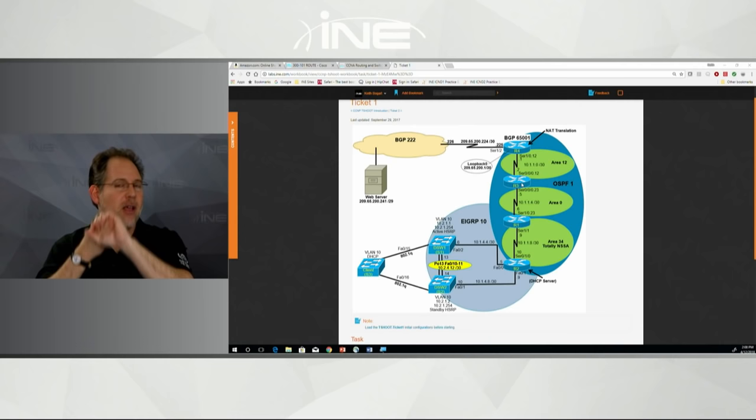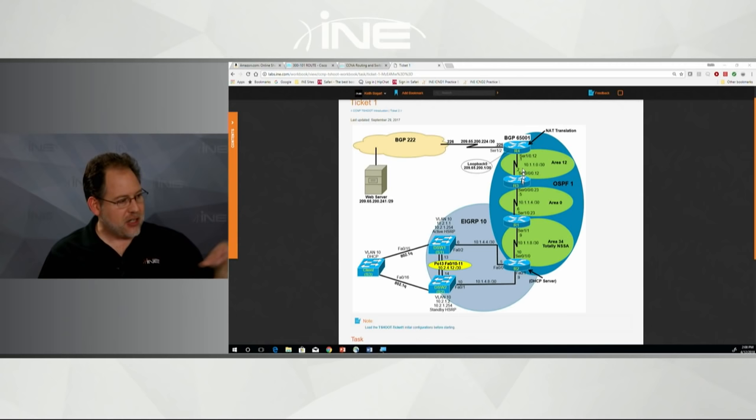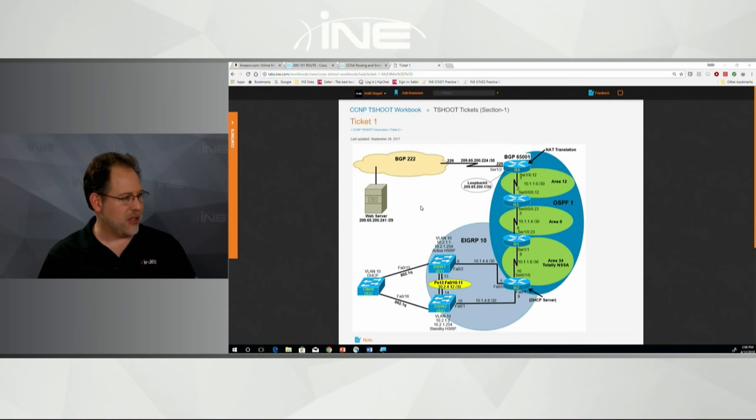You're identifying where it is, you're identifying what it is, and you're identifying what command you would use to fix it. So these tickets here, if you use our workbook, and I think this is the most fun workbook I created when I was doing this. When you log into our racks, if you want to do this workbook, there's a drop-down menu where you can select a pre-configuration. So you would select pre-configuration T-shoot ticket number 1. And that would load this ticket that would pre-configure the topology with all these IP addresses, these OSPF areas, and it would pre-configure it with a problem.